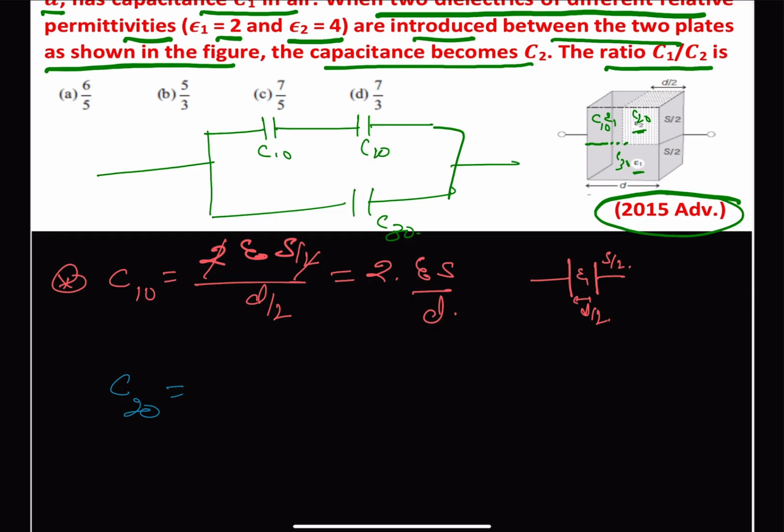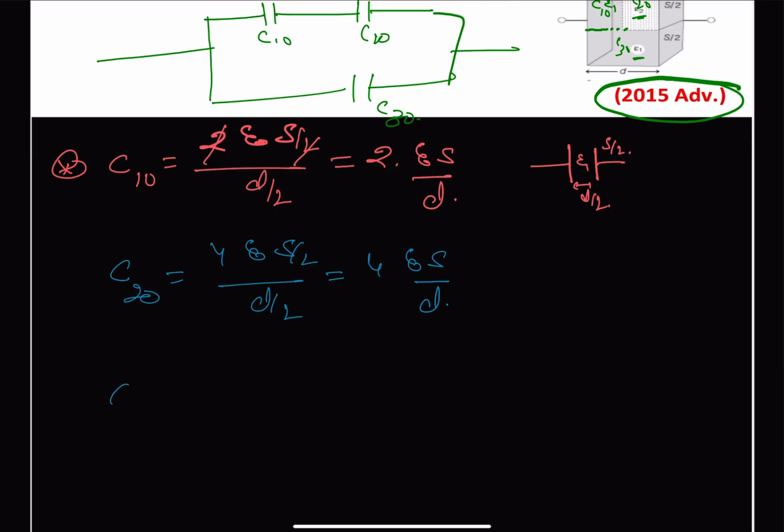C20, the dielectric is 4, so this comes as 4 epsilon naught S by 2, and this is our D by 2, and this will be coming as 4 epsilon naught S divided by D. And we have our C30, and this C30 will be equal to, the distance is D and the area is S by 2, and dielectric is 2, so this comes as 2 epsilon naught, area is S by 2, and distance is D, so this comes as epsilon naught S by D. So we found out the respective capacitances.